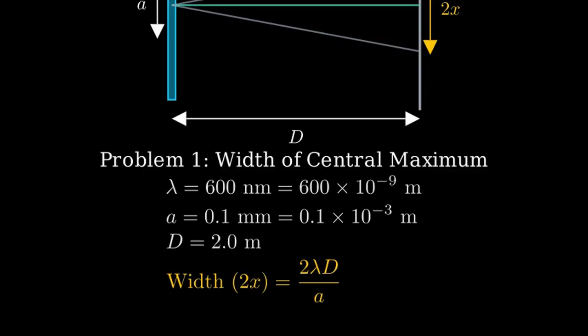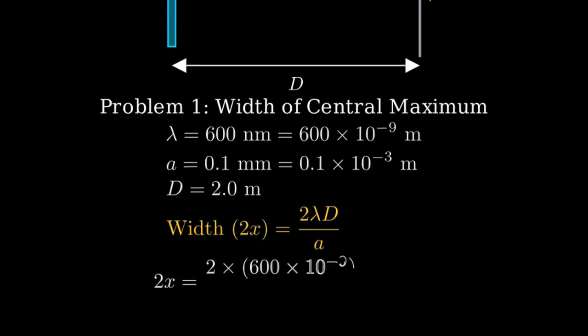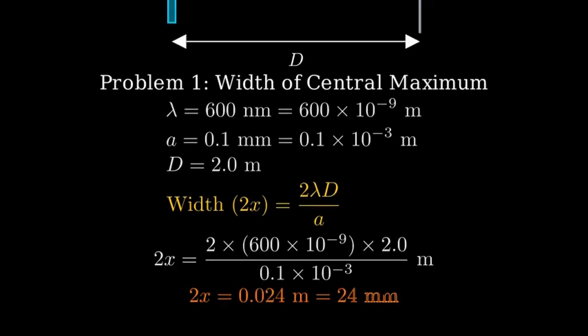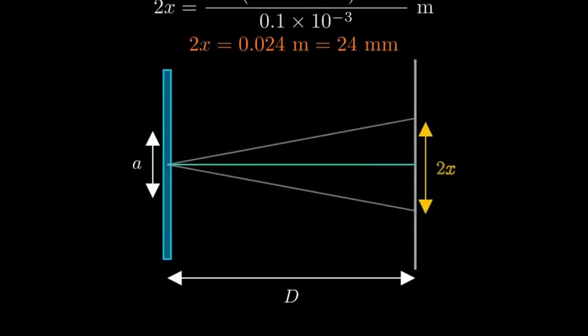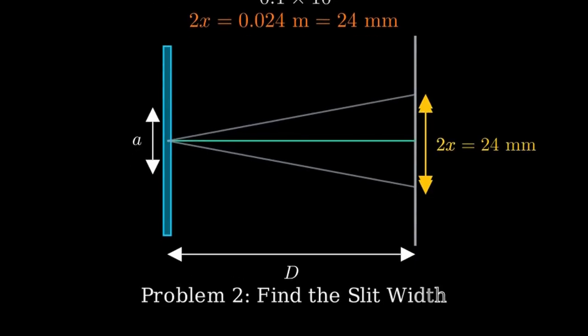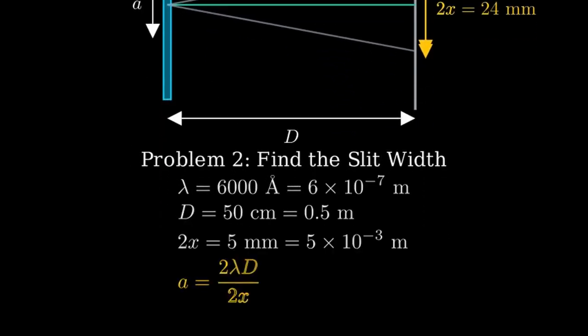We use the formula 2x equals 2 lambda d over a. Let us substitute the numbers carefully and compute. Problem 2. A screen is placed 50 centimeters from a single slit. It is illuminated with 6,000 angstrom wavelength light. If the distance between the first minimum on either side of the central maximum is 5 millimeters, that is, the linear central width 2x equals 5 millimeters, find the slit width a.